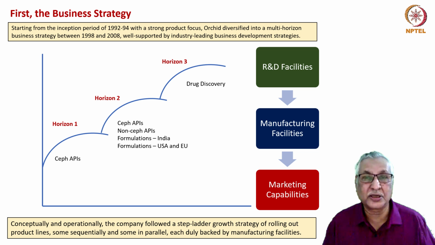Conceptually and operationally, the company followed a stepladder growth strategy. It rolled out product lines one by one, built confidence within itself and within the customer base by the product line success, and some of these were sequential and some were parallel, and each of it was duly backed by manufacturing facilities. So it was a very strong asset-based model, and these assets included not only the physical assets but also the intellectual property assets.